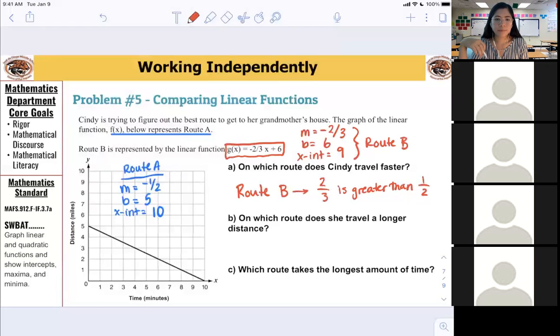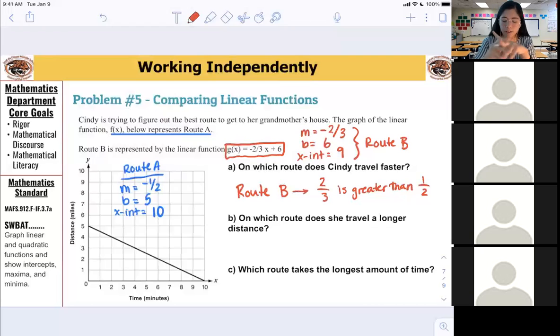Part B, on which route does she travel a longer distance? A or B? A. What did you look for, or what did you look at? Well, I looked at the X. Okay, and what does the X represent? X-intercept. Like where it ended.